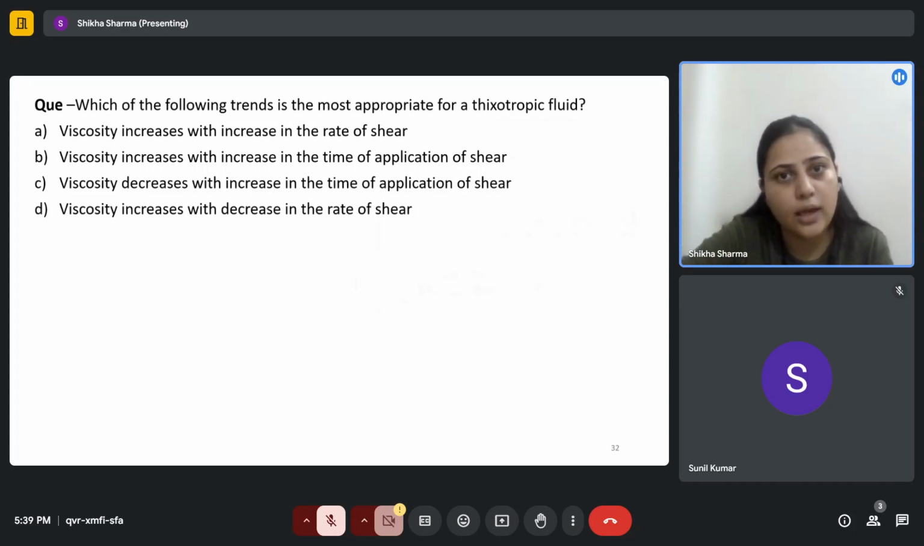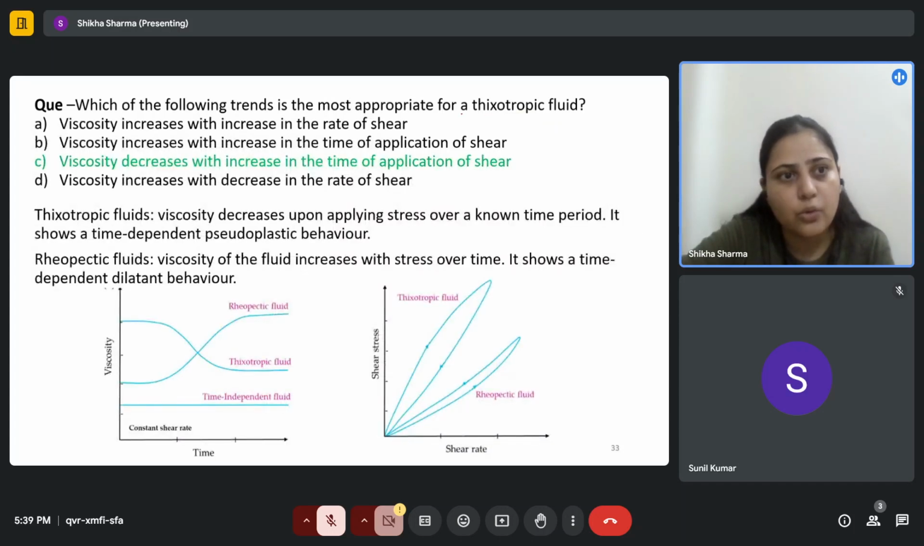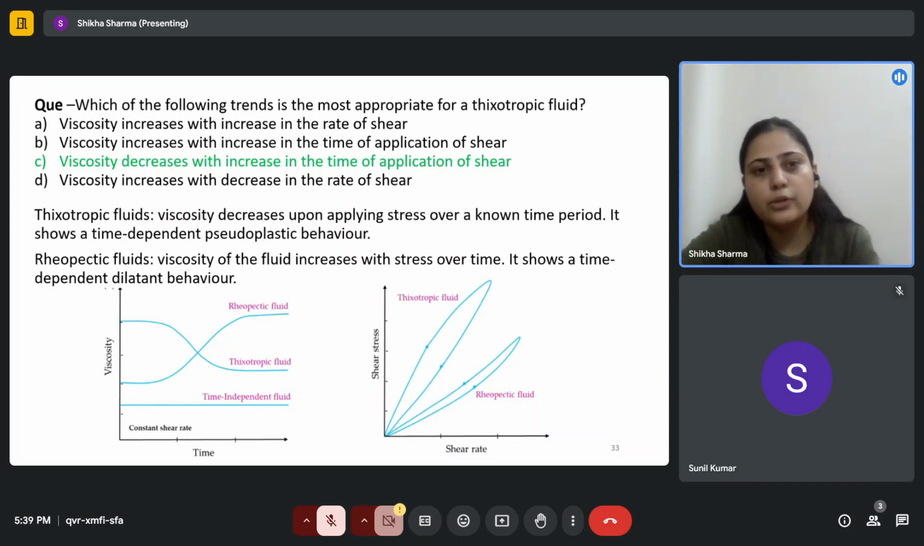So it is saying thixotropic fluid. What happens with the thixotropic fluid? Option C is correct. In thixotropic fluids, viscosity decreases when we apply stress over a period of time. It shows a time dependent pseudoplastic behavior, or shear thinning behavior, with time.